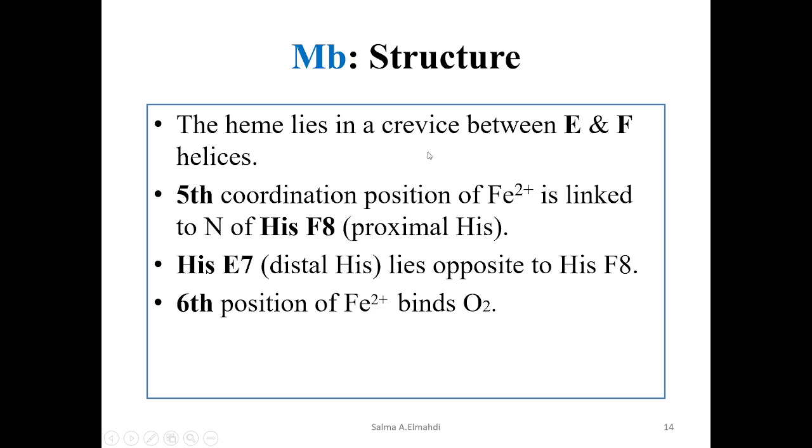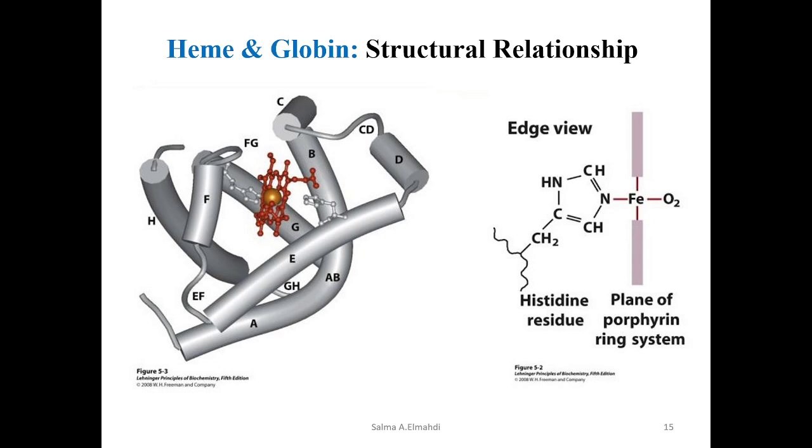The heme of myoglobin lies in a crevice between helices E and F that we have just mentioned. The fifth coordination position of the ferrous ion in myoglobin is linked to N of the histidine F8, which is called the proximal histidine. The histidine E7, which is called the distal histidine, lies opposite to histidine F8, but is not linked to the heme. The sixth coordination position of the ferrous ion binds oxygen. It will, of course, be free if there is no oxygen, that is, if the myoglobin is deoxygenated.